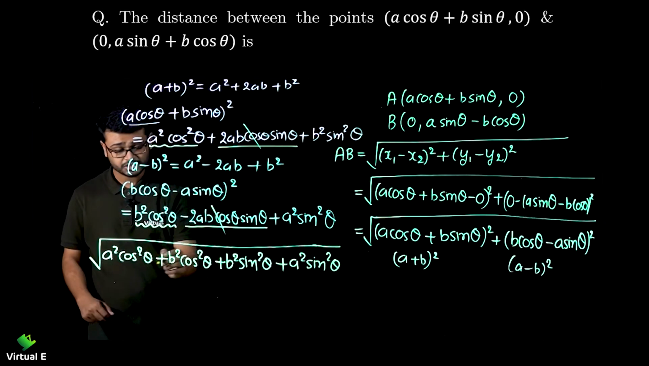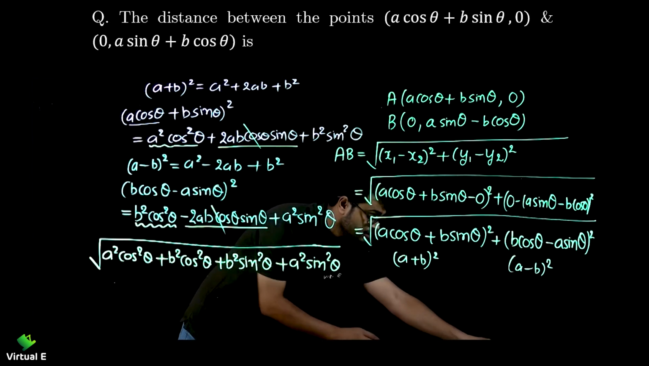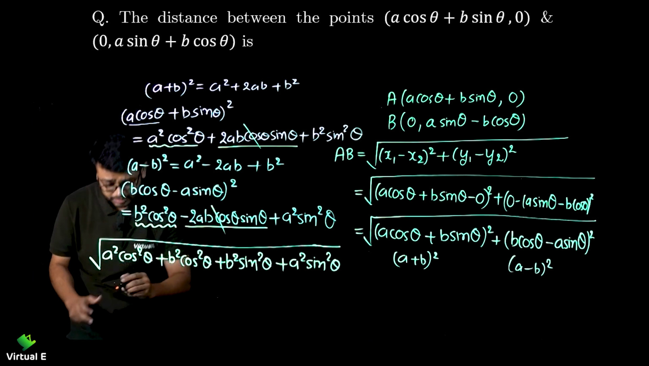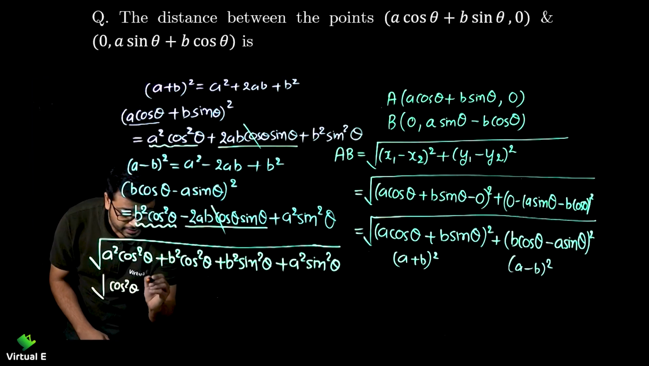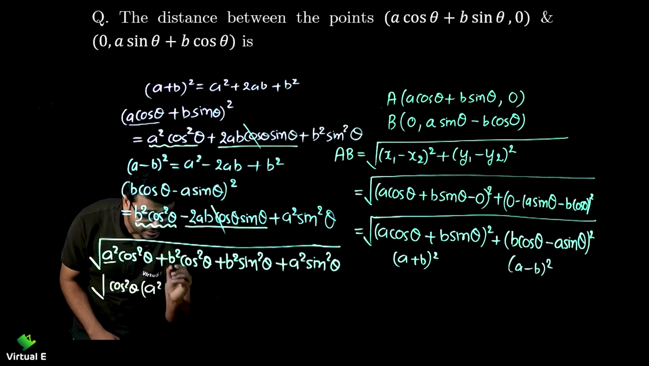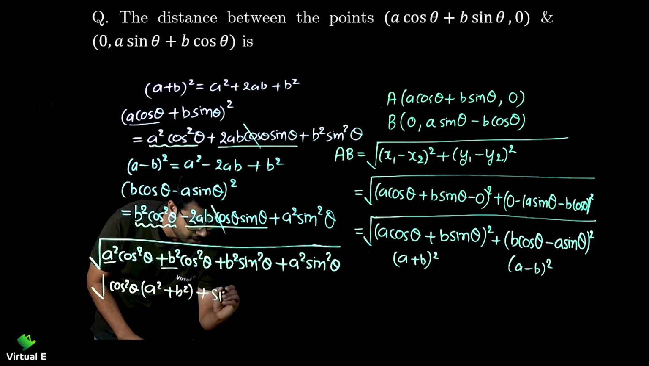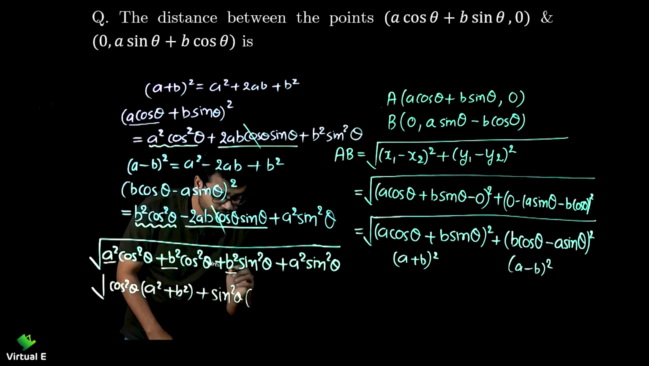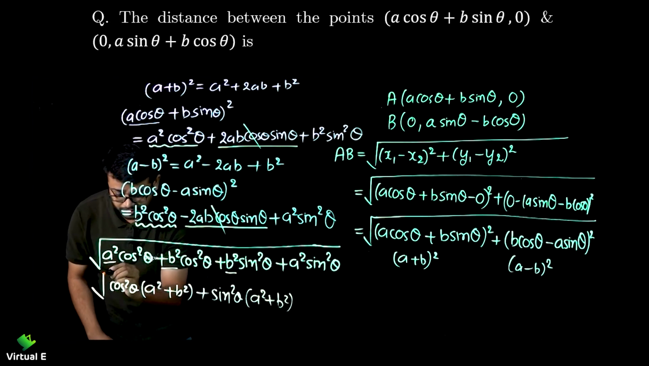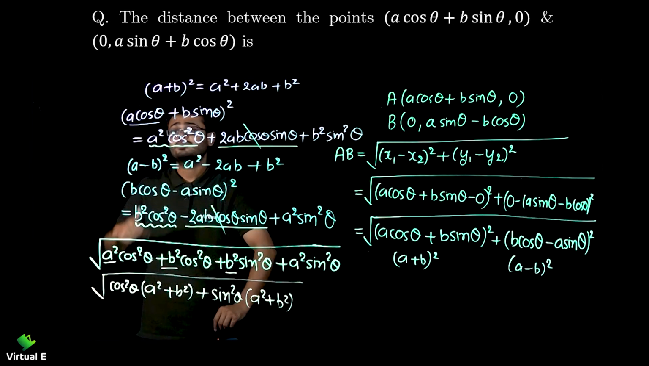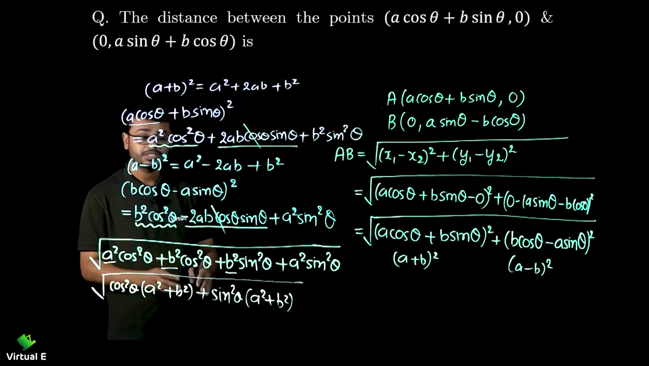Now you can see cos square theta can be taken common and sin square theta can be taken common. Under the square root, taking cos square theta common, what's left is a square plus b square. And taking sin square theta common, what's left is a square plus b square. Let's simplify more. A square plus b square will be common, so what's left is cos square theta plus sin square theta.